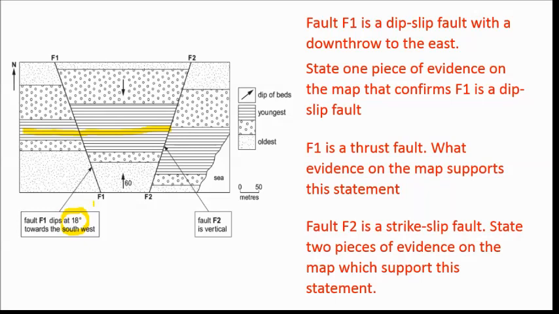Fault F2 is a strike-slip fault. State two pieces of evidence on the map which support this statement. Well, we can see the axial plane trace has been displaced from there to there. That's a clear indicator. And also, as we said, the beds on either side are pretty similar in width, again indicating that there's been horizontal movement but no vertical movement. We could also say, as we stand here, that the movement has been to the right, making it a dextral strike-slip fault.